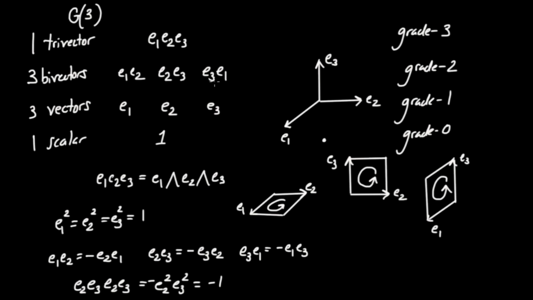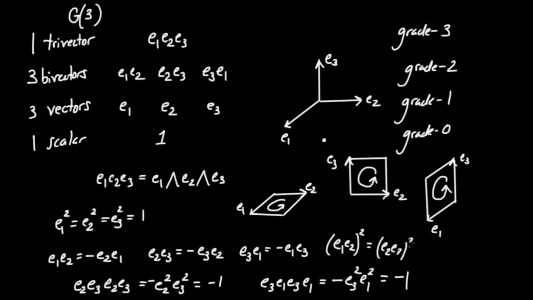And you can play the same game for E3, E1. E3, E1 times E3, E1. Switch this and this. We get minus E3 squared times E1 squared. And again, that's equal to minus 1. So let's write out the full statement for the bivectors. We have that E1, E2 squared is the same as E2, E3 squared, and that's the same as E3, E1 squared. And those are all equal to minus 1. So you can see there's a nice conceptual unification going on here. What you know from G2 is going to nicely transfer over to G3.